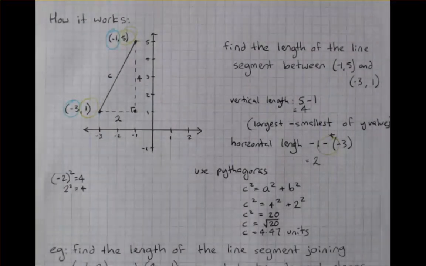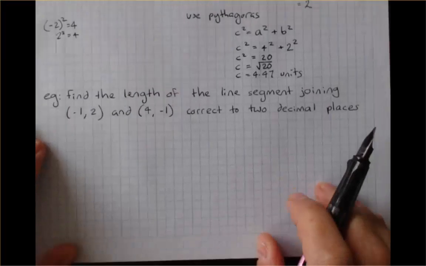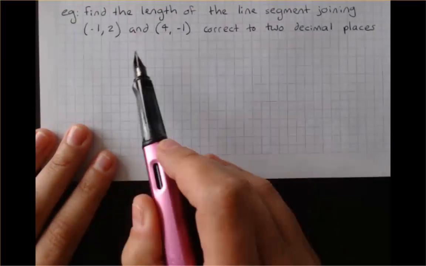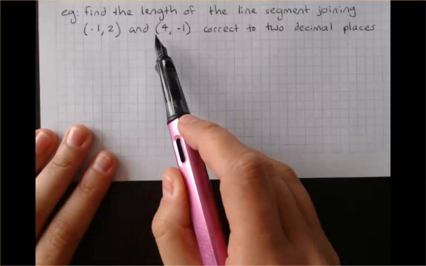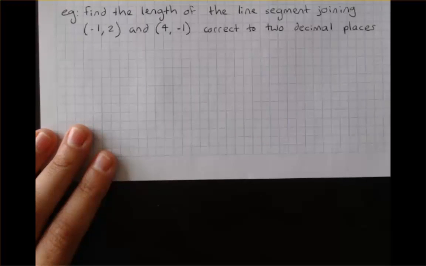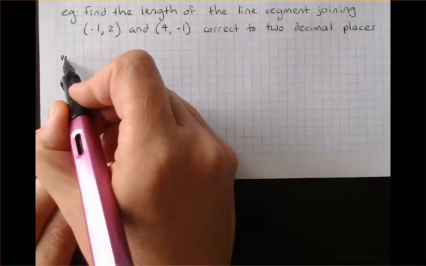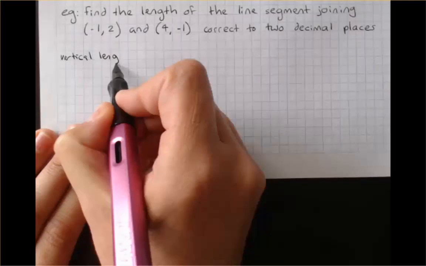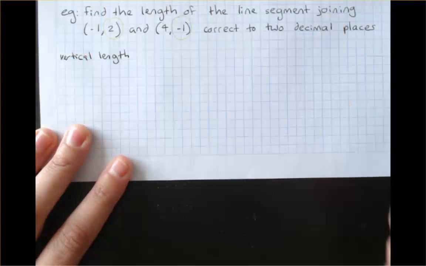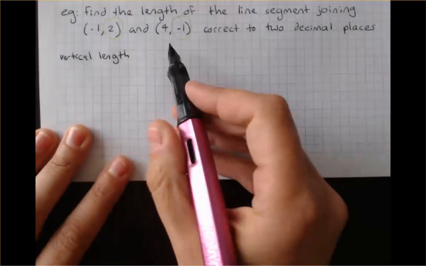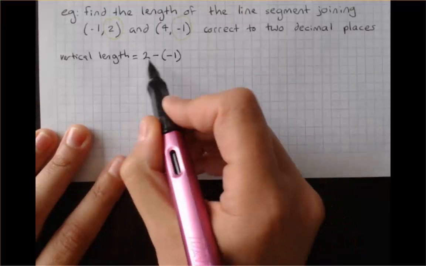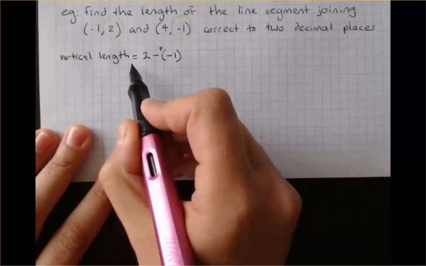So I know how to do it sounds a little complicated, but let's try this sort of example. Find the length of the line segment joining negative 1, 2, and 4, negative 1. So we start with our vertical length, and that's the y values. Largest minus smallest, 2 minus negative 1. Minus a negative is positive, so 2 plus 1 is 3.